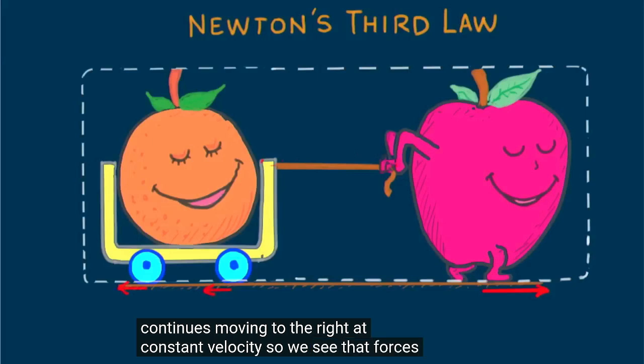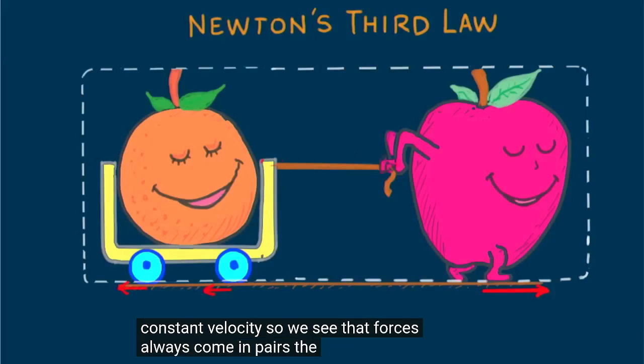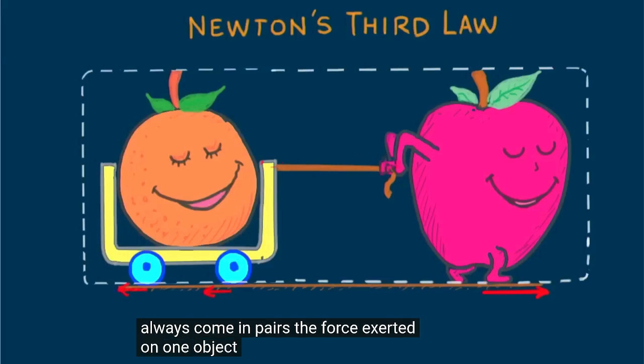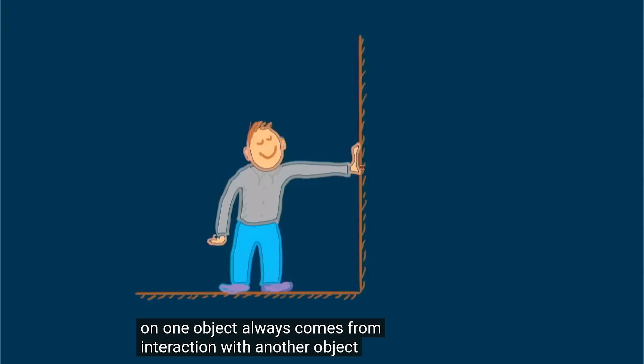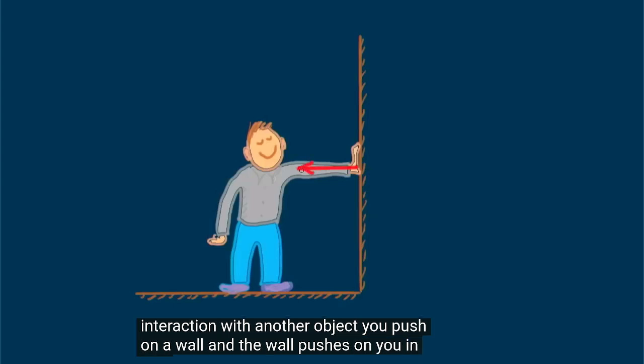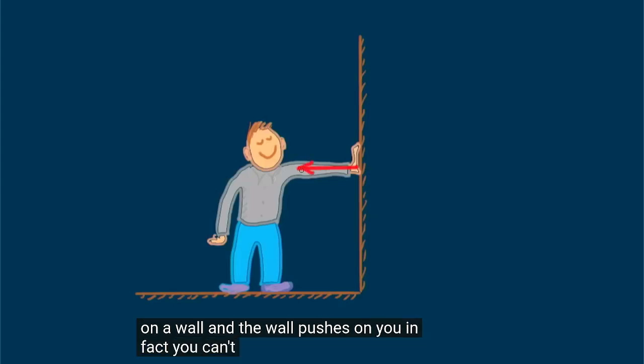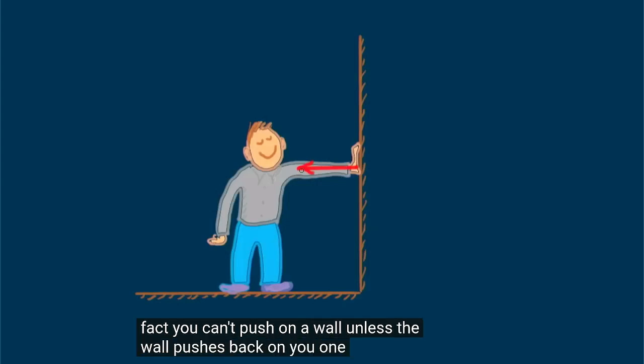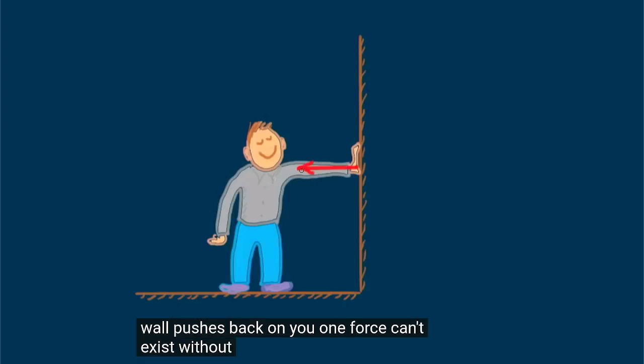So we see that forces always come in pairs. The force exerted on one object always comes from interaction with another object. You push on a wall and the wall pushes on you. In fact, you can't push on a wall unless the wall pushes back on you. One force can't exist without the other.